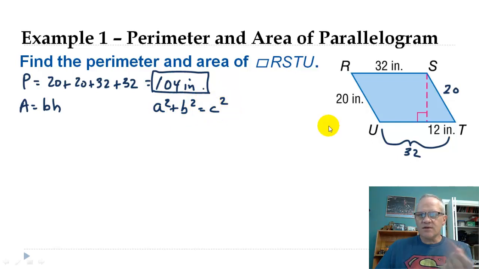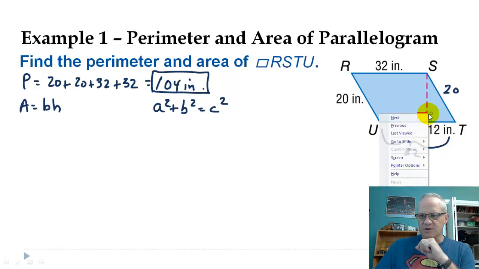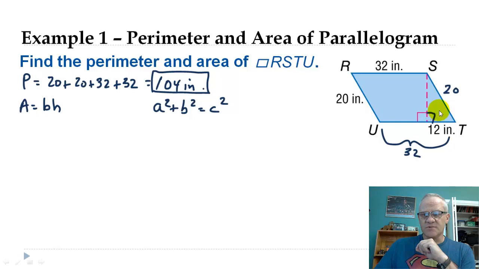So remember, the key thing is you have to figure out which one is C. Since this is marked as 90 degrees here, that means this angle on the other side is also going to be 90. And remember, straight across from the 90 tells you what the hypotenuse is, which is C. So the 20 is the C here.